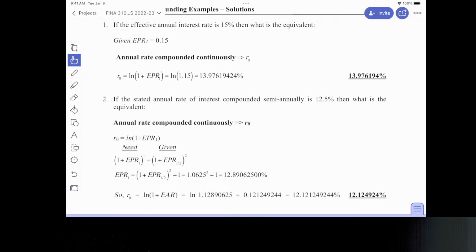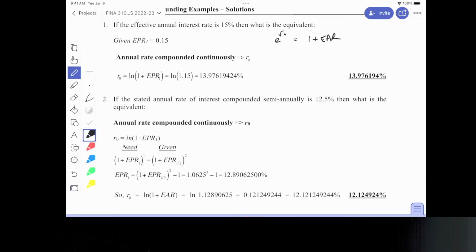So in this case, I give an effective annual interest rate of 15%, and I ask you to find the continuously compounded rate. So the rule is that e^R0 is equal to 1 plus EAR, using the justification that I provided earlier. So here the EAR is 15%, and then you want to find R0.